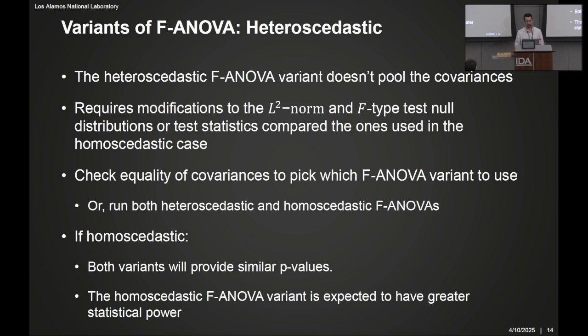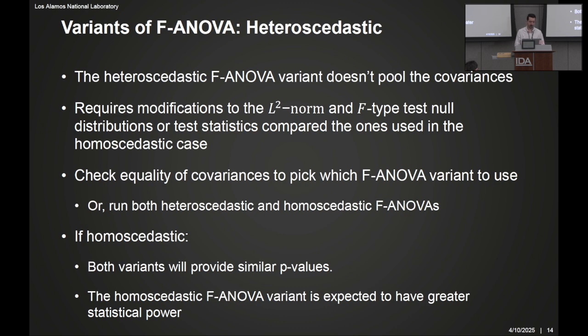So even if someone comes to me and says, "Hey, my data shows heteroscedasticity, I can't use it," I say, "Well, you can use it. You just have to use the right test." There are some modifications to L2 and F-type tests that take this into account. One thing I would recommend is to check the equality of covariance to pick which F-ANOVA variant to use, or you can simply run both heteroscedastic and homoscedastic methods to see whether those two p-values match. If they do, then great, you probably do have homoscedastic data. If they don't, then you should probably choose a heteroscedastic variation.